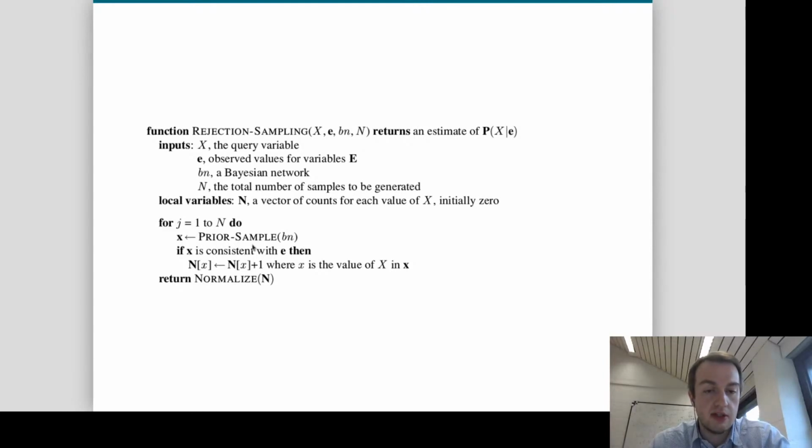If this sample x is consistent with the evidence, then you just add the sample to your bins. And so n would be a vector of counts for each value of x, and you would increment by 1 the counter in the bin associated with this value. And then you would repeat that for n iterations. At the end, you would get a certain number of counts for each value lowercase x of the variable X, and you then normalize to obtain an approximation of the conditional P of X given e.